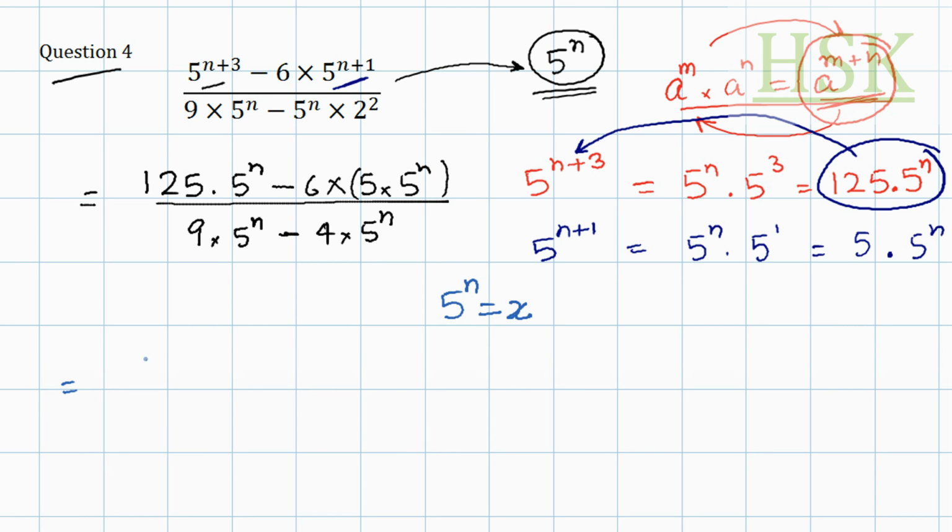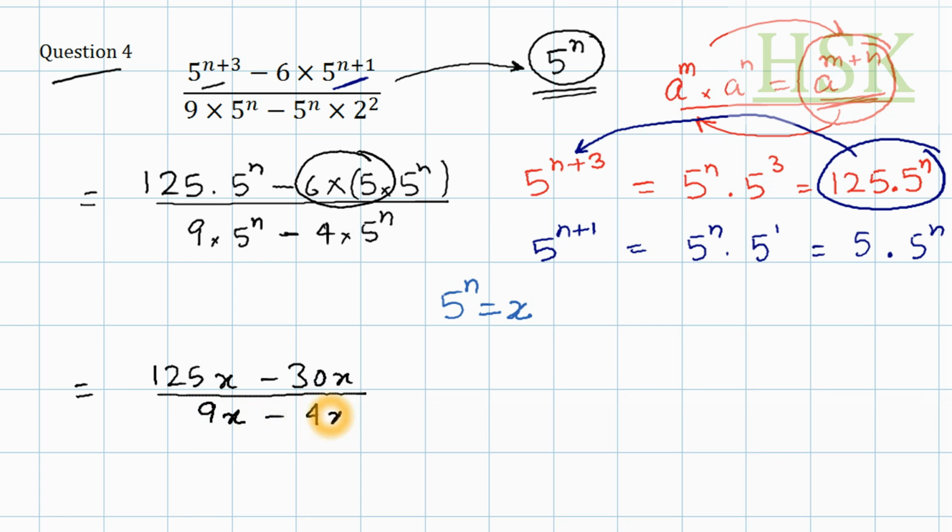So I'm going to get this as equal to 125x, 6 5s are 30, so this will be equal to minus 30x upon 9x minus 4x. So this will be equal to 95x upon 5x. This x cancels out, so this will be equal to 19. So this is my required answer.